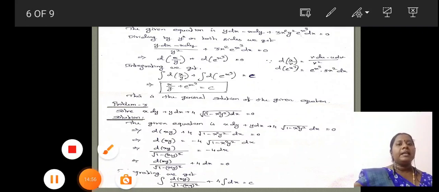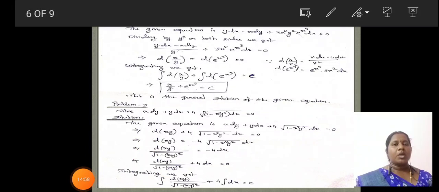Problem 3. Solve x dy plus y dx plus 4 into square root of 1 minus x square y square into dx equal to 0. Solution: first we write the given equation x dy plus y dx plus 4 into square root of 1 minus x square y square dx equal to 0.